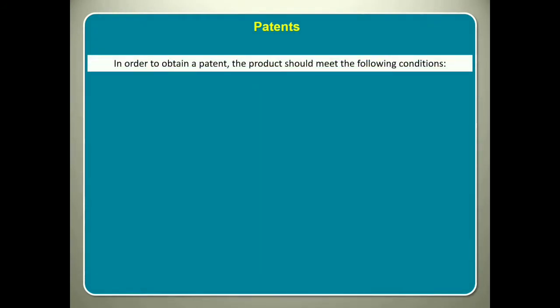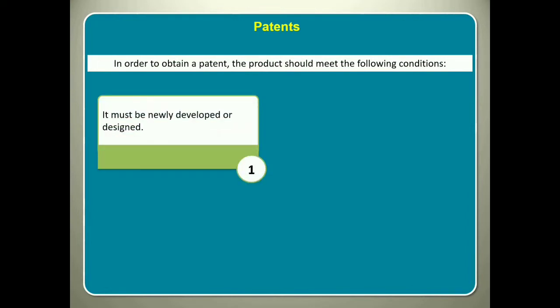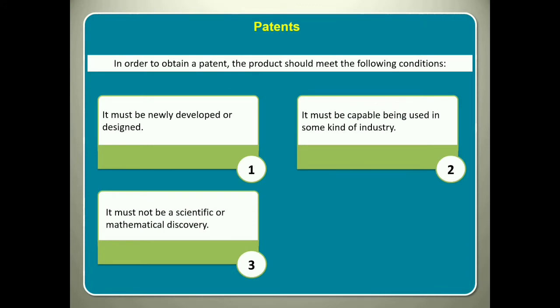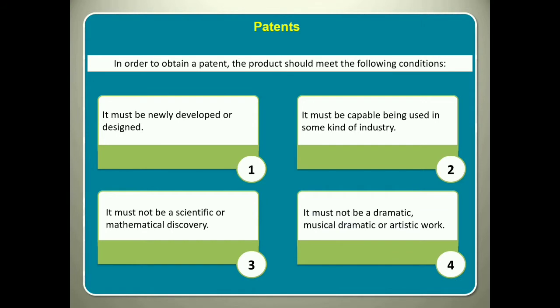In order to obtain a patent, the product should meet the following conditions. It must be newly developed or designed. It must be capable of being used in some kind of industry. It must not be a scientific or mathematical discovery. It must not be a dramatic, musical, or artistic work.